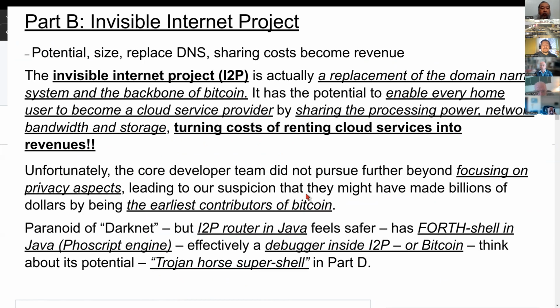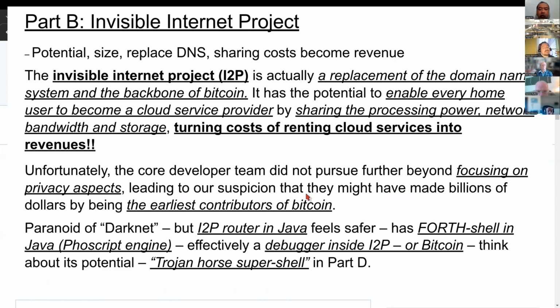Now, the second part, the Invisible Internet Project. Now, this is actually a very interesting project, which I'm not quite sure why it's so low key. I suspect now this Invisible Internet Project, or short form I2P, started in 2003, I think. It was actually much earlier than Bitcoin. So I have a theory that I think the core developers of I2P actually became the core developers of Bitcoin, and they became the Bitcoin billionaires.